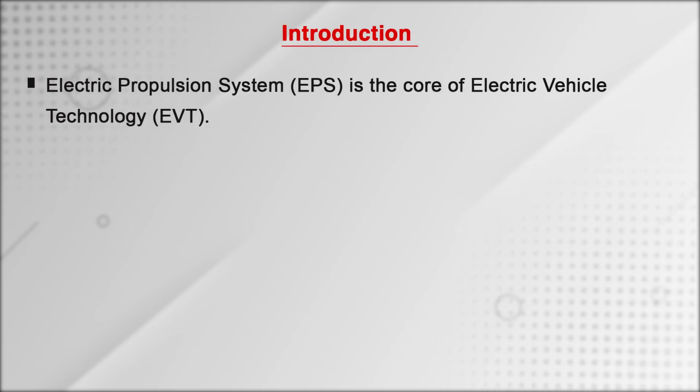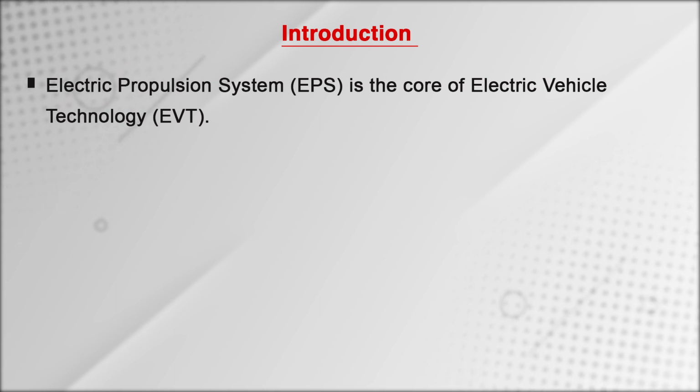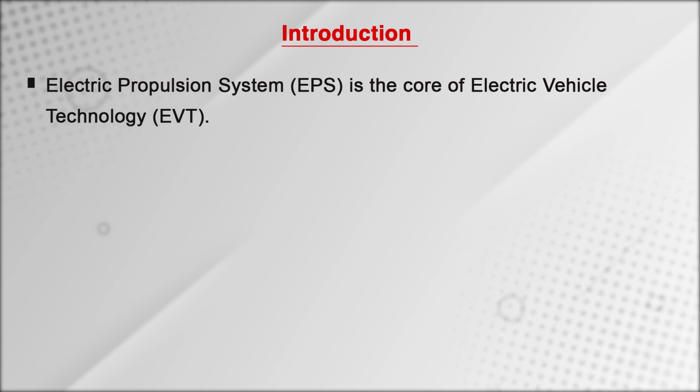For example, all these vehicles have a battery, electric motor and power electronics converter, along with an electronics control unit which is controlling these components. All these components combined together create the backbone of electrified vehicles, that is, the electric propulsion system or EV drivetrain. The electric propulsion system functions as the core component, or as I mentioned earlier, the backbone of electric vehicular technology.